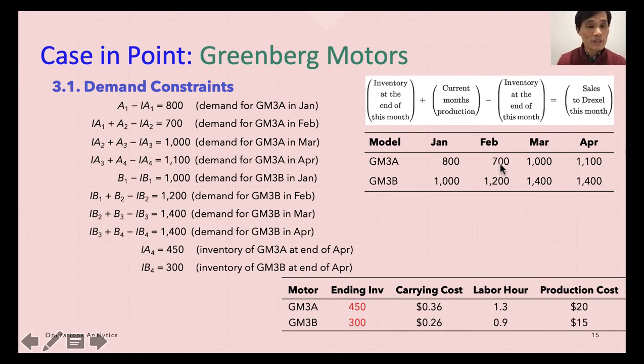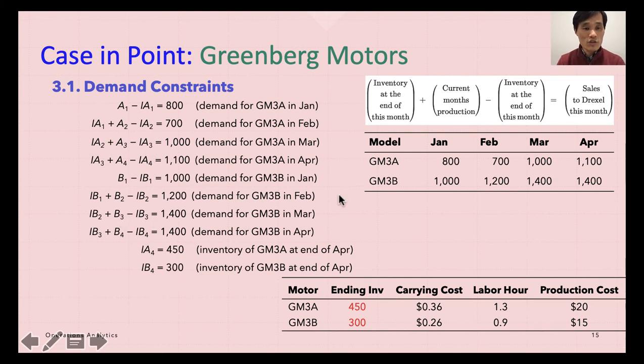Now we have IA1, which is the inventory at the end of this month, plus A2, current month production, minus IA2, which is inventory at the end of this month. This month, previous month and this month, that relationship exists, and that has to be 700. And in the same way, 1000 and 1100 is defined for A1 and IA1. This relationship has been defined.